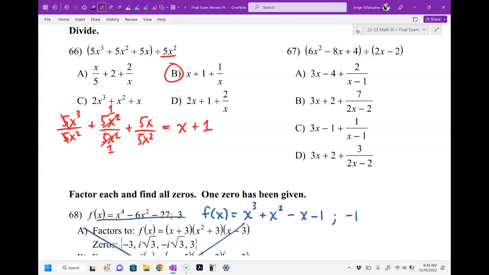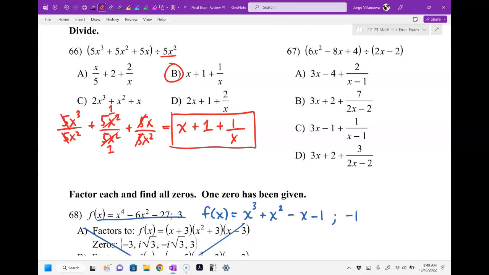But if you want to go one more step here, 5 divided by 5 goes away. X divided by x squared. That means there's 2 x's on the bottom. There's 1 x on top. That means only 1 remains on the bottom. So this is your answer. And like I said, it's B.